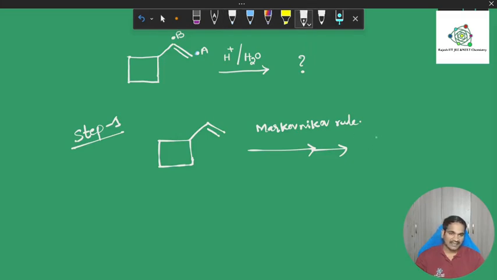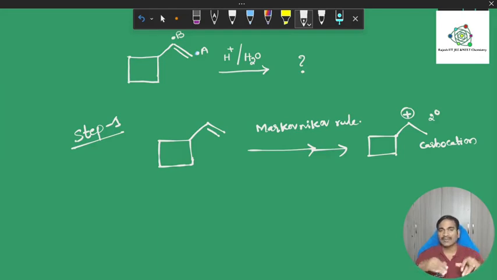According to the Markovnikov rule, we are getting a carbocation. Which degree carbocation? Second degree carbocation. If the positive charge is present on carbon A, it is first degree. So is first degree more stable or second degree more stable? Second degree carbocation is more stable. That's what we got, a second degree carbocation, by following the Markovnikov rule. Very good. Now coming to the next one.